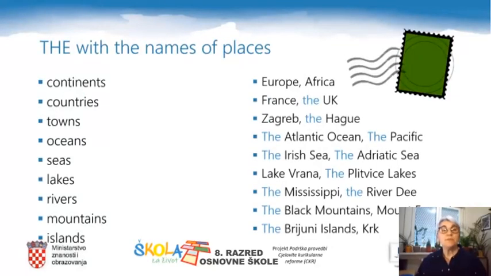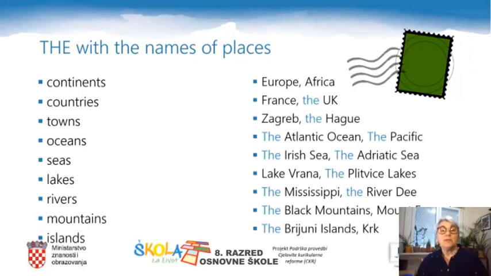Let's check if you remember the rules. The with the names of places, the with the geographical names. Continents, you say Europe, Africa, you don't need the. Countries, most of the countries don't have the article, like France, but some do, like the UK. Towns, most of the towns, like Zagreb, London, Paris, don't take article, but you say The Hague. Oceans always go with the article, the Atlantic Ocean, the Pacific Ocean. Seas too, the Irish Sea, the Adriatic Sea.